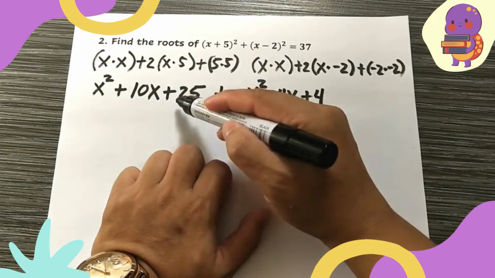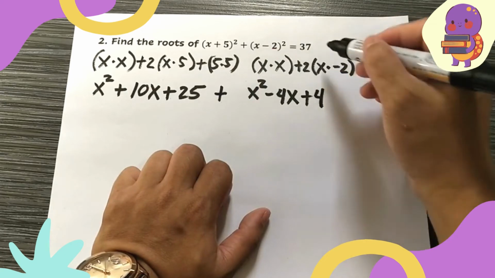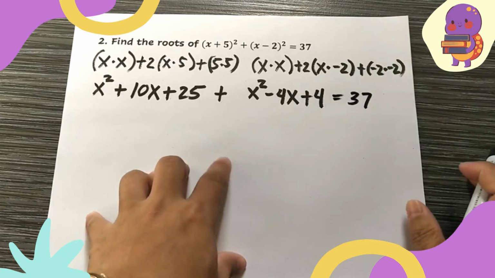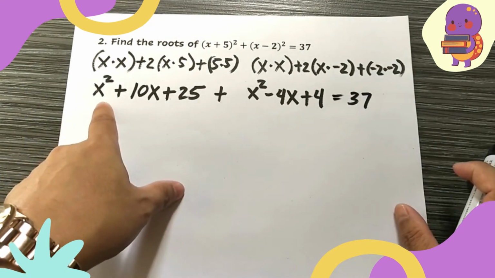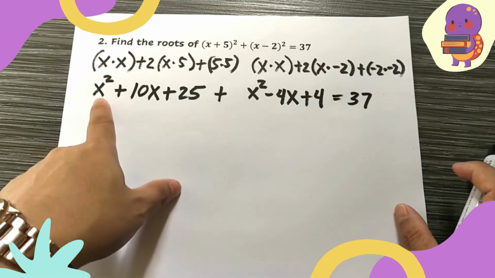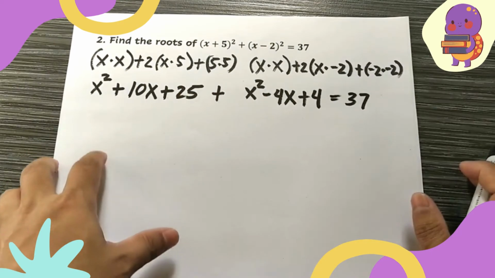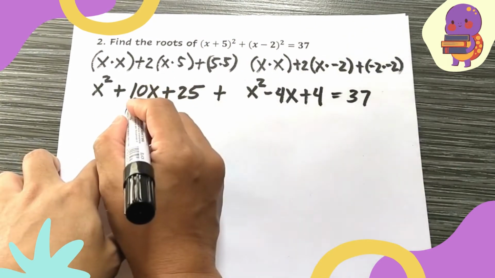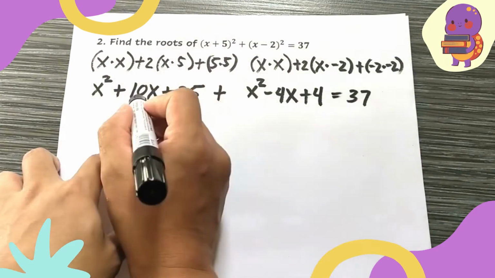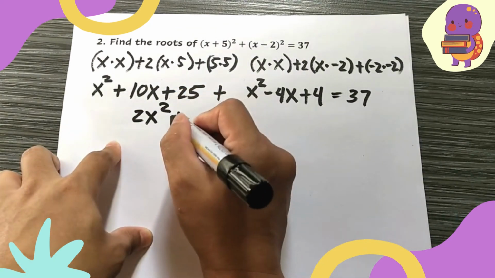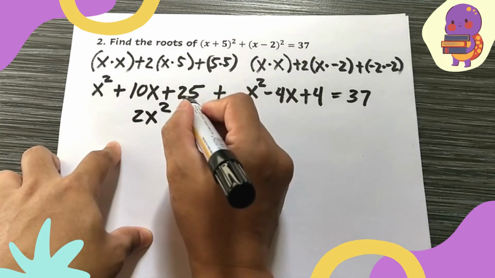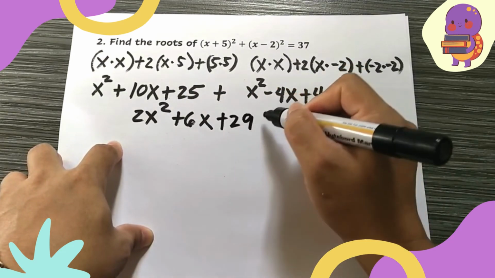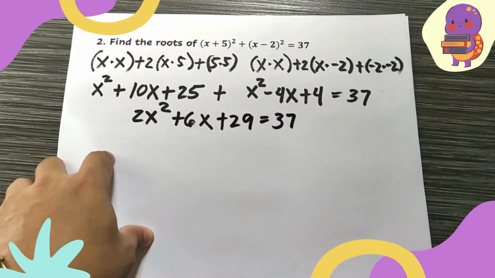And this is the expanded form of x plus 5 quantity squared, equals 37. We're not done yet. We combine the common terms, or like terms. For x squared and x squared, how many x squared is that? We have now 2x squared. 10x and negative 4x, so 10 minus 4, you have positive 6x. 25 plus 4, that will be 29, equals 37.